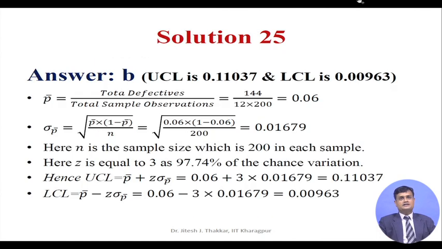The correct answer for this question is B. UCL is 0.11037 and LCL is 0.00963. If you are interested, refer to the solution.